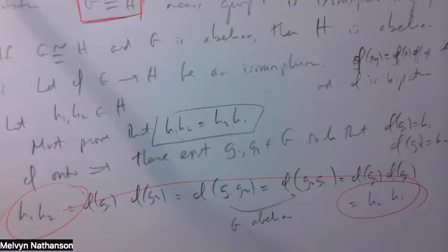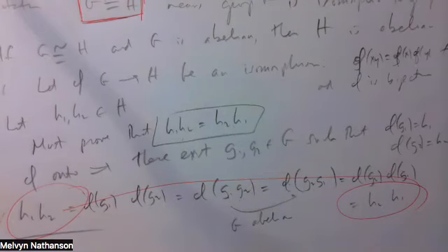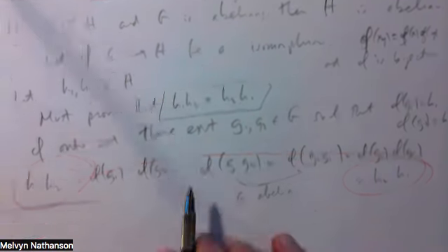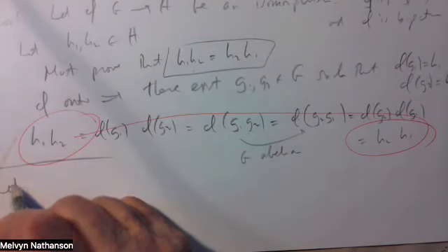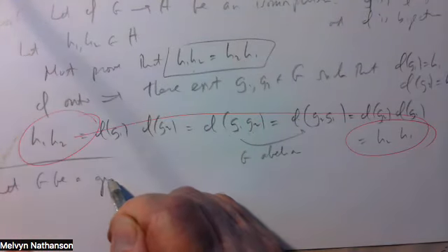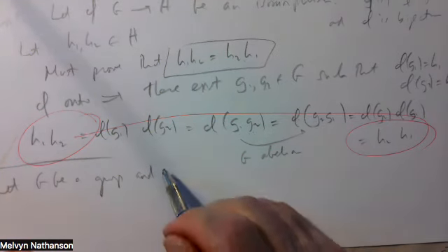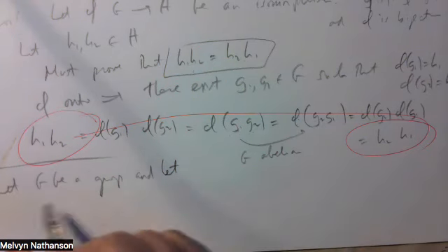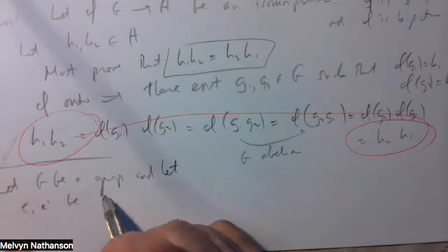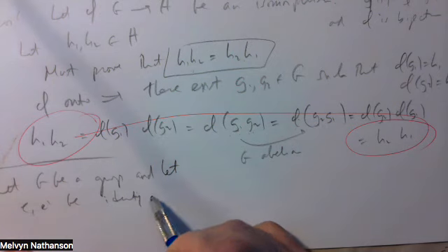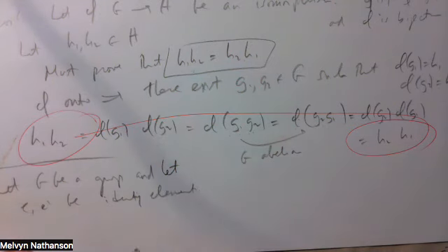I already proved the first results about groups. Let G be a group. So we know every group has an identity element. Suppose we have two elements, let e and e prime be identity elements. I claim the identity is unique, that e has to equal e prime.